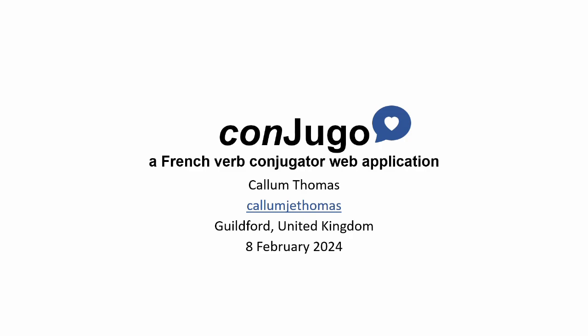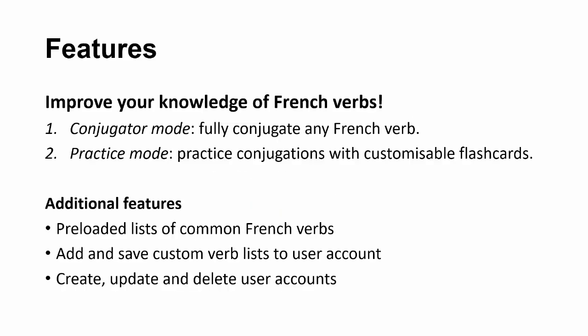conJugo is a web application for learning and practicing the conjugation of French verbs. The app has two main modes which allow you to improve your knowledge of French verbs. The first is conjugator mode. This allows the user to see the full conjugation of any French verb. The second is practice mode. This allows the user to practice conjugations with a series of customizable flashcards.